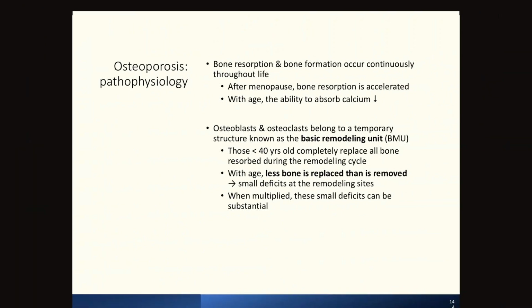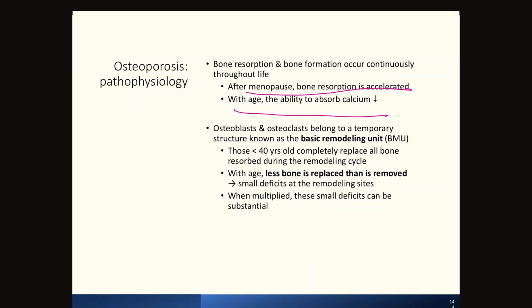So bone resorption and bone formation occur continuously throughout life. After menopause, bone resorption is accelerated. Remember, estrogen suppresses osteoclast activity. Now you don't have the estrogen. So those osteoclasts now are unopposed. They start going a little bit crazier. And also with age. So we're going to learn that there are two types of osteoporosis. One is age-related, one is hormonal-related.